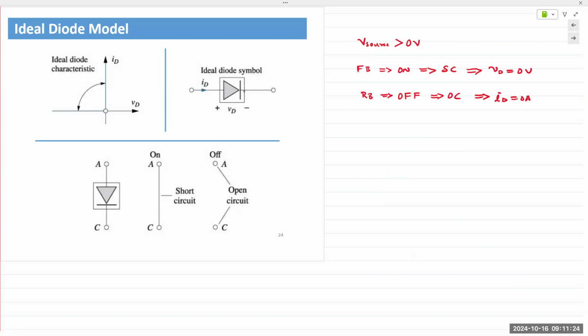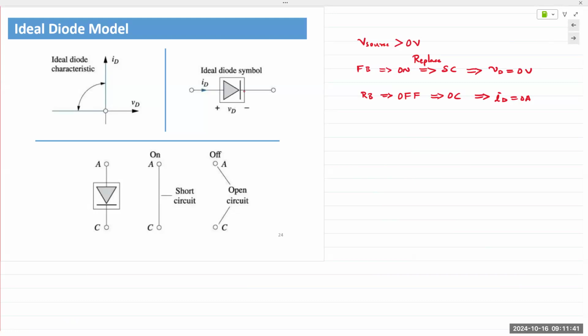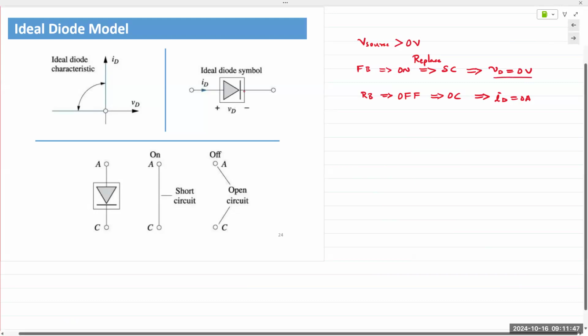nonlinear characteristic, into two parts. And we say when the diode is on or forward. So when the diode is forward biased, we say it's on, and we replace it with a short circuit. And when the diode is reverse biased, we say it's off, replace it with an open circuit. In the forward bias, a result would be that the diode voltage is 0. And in reverse bias, of course, diode current is 0.